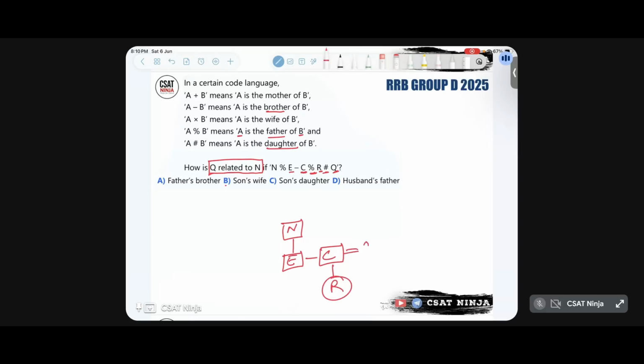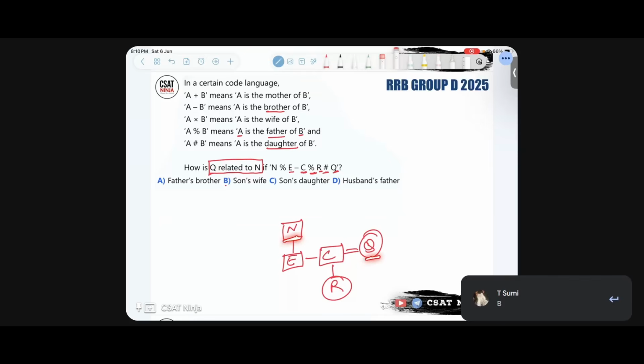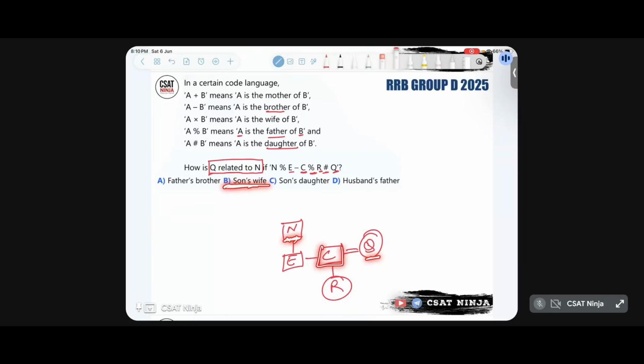That means remember Q's gender is female. Why? Because this one is a daughter of this one, so this has to be married with a female there. So Q's gender is that one. Now what is asked? How is Q related to N? So this one is option number B. Son's wife there. That means N's son is C and C's wife is Q there. So the answer for this one is option number B, which is son's wife there.